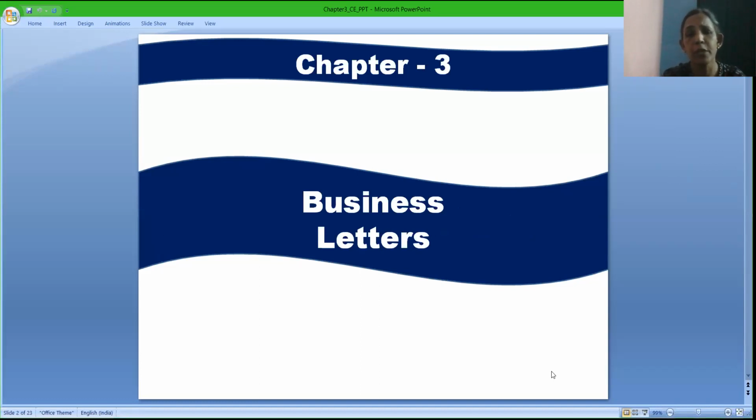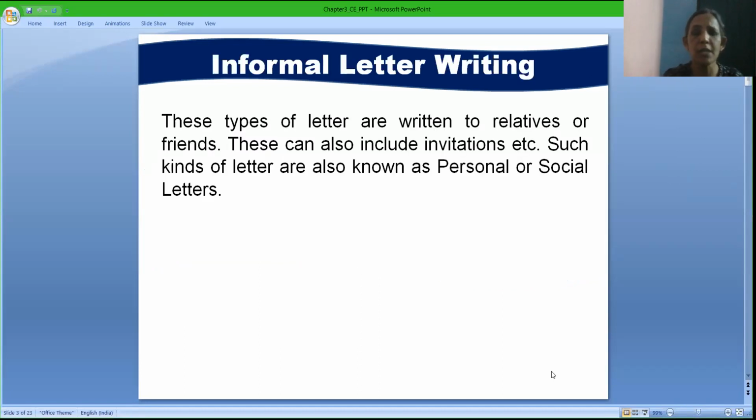But before we discuss this particular chapter, let us understand the difference between formal letter and informal letter. First of all, informal letters are those letters which we write to our friends, to family members, or to our near and dear ones, so that we can share about our well-being, we can talk about our problems, and we can discuss their well-being in detail.